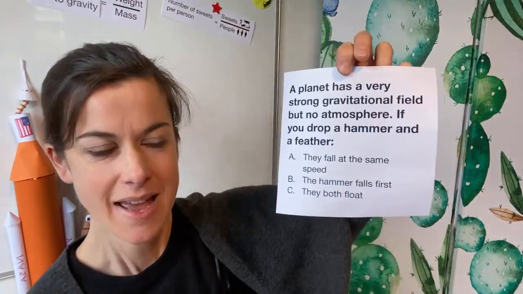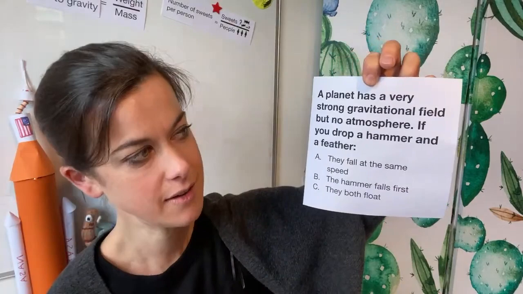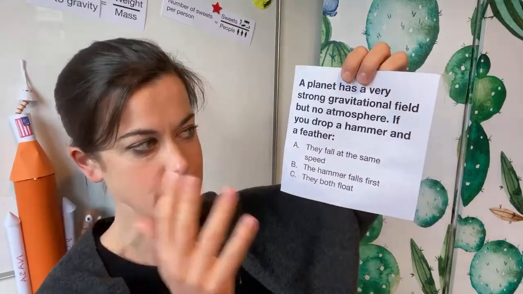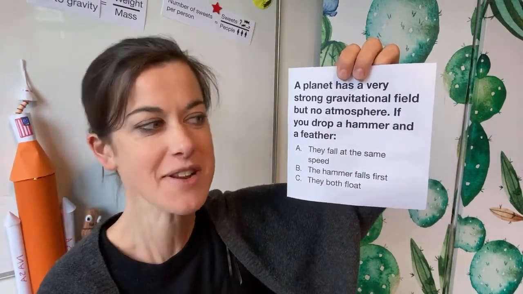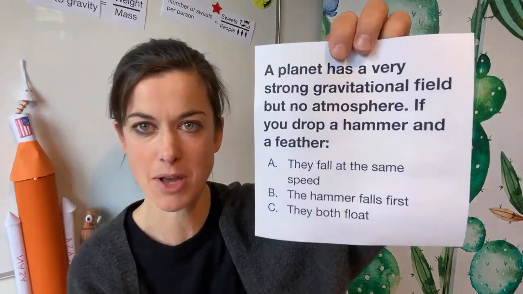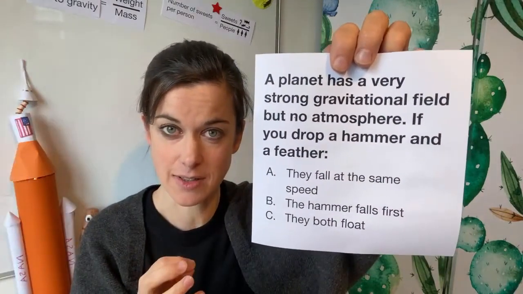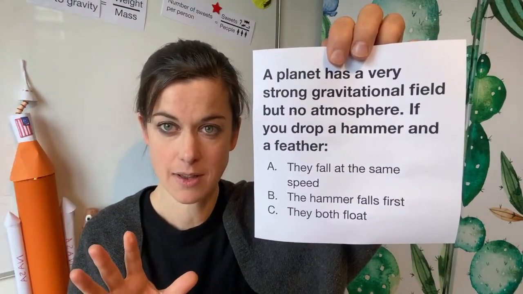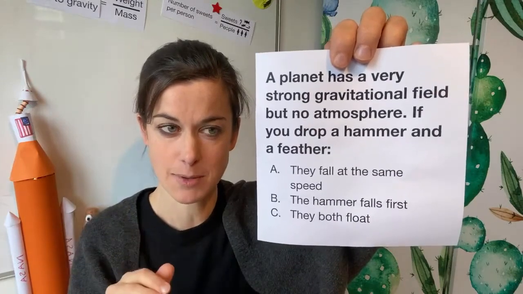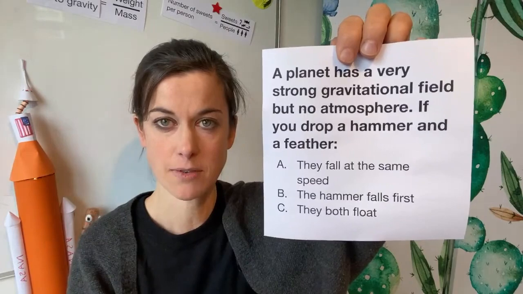A planet has a very strong gravitational field, but no atmosphere. No atmosphere, right? No gas particles. If you drop a hammer and a feather, do they fall at the same speed? Does the hammer fall first, or do they both float?